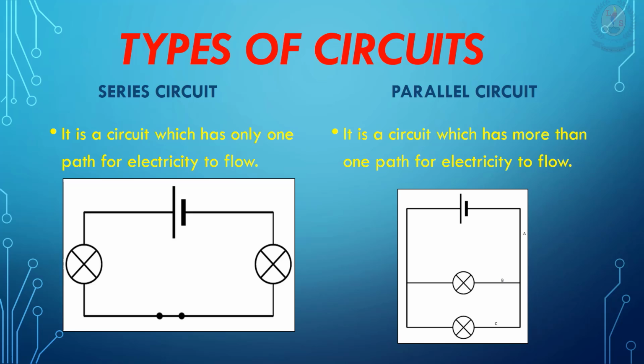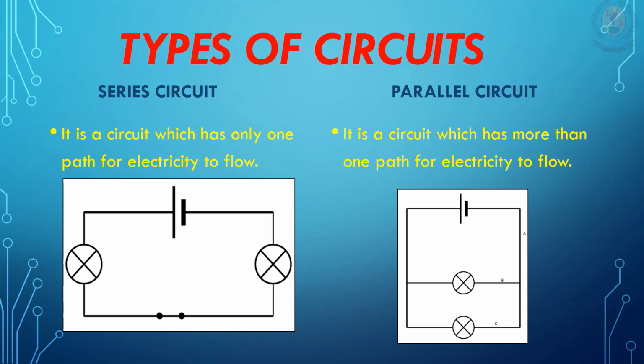What is the next type of circuit? Yes, that is the parallel circuit. A parallel circuit is a circuit which has more than one path for electricity to flow. Look at the picture again very carefully. In the second picture, you can see there are two paths for the electricity to flow. A parallel circuit has more than one path for electricity to flow.